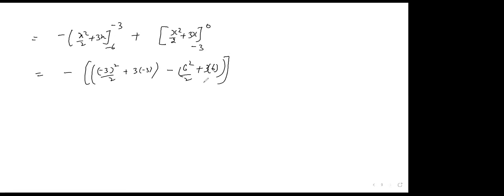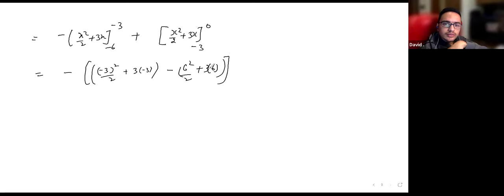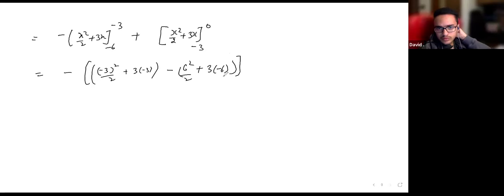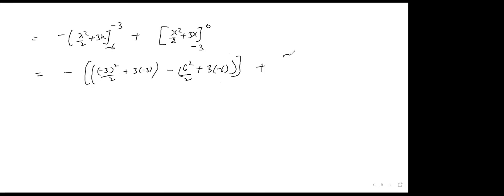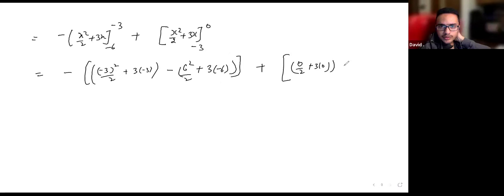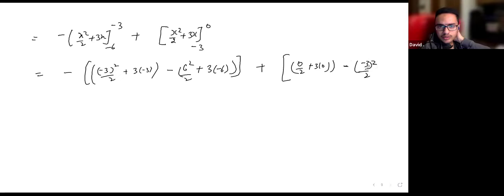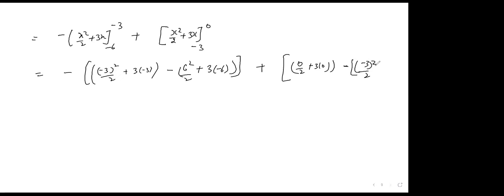If we open the bracket, that will be a negative sign. Here it is negative 6, 3 times negative 6, plus 0 over 2 plus 3 times 0. And minus negative 3 whole square over 2, plus 3 times negative 3.